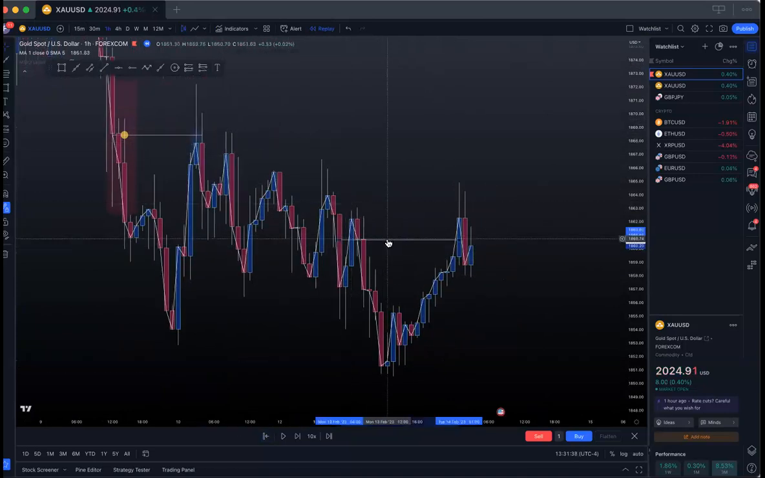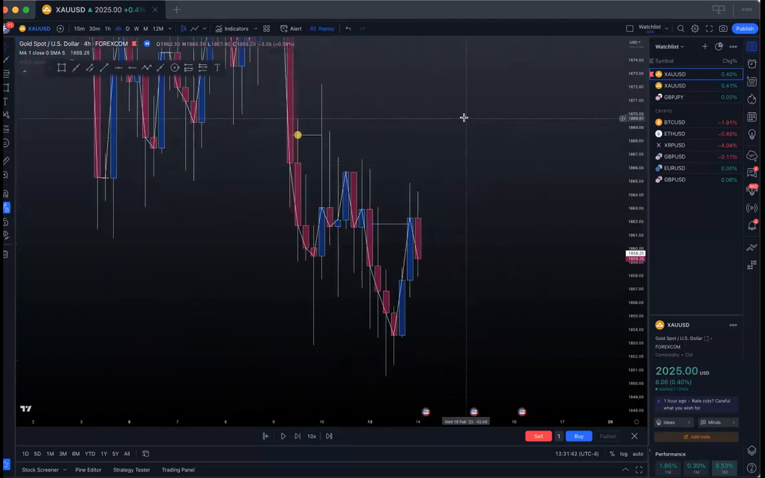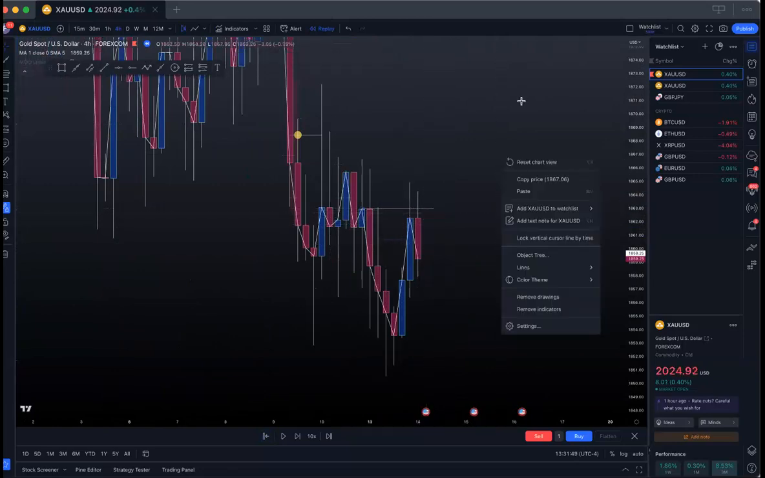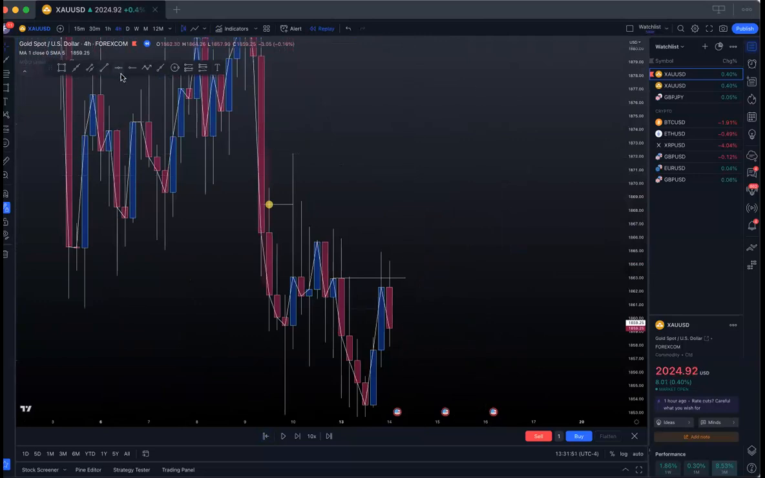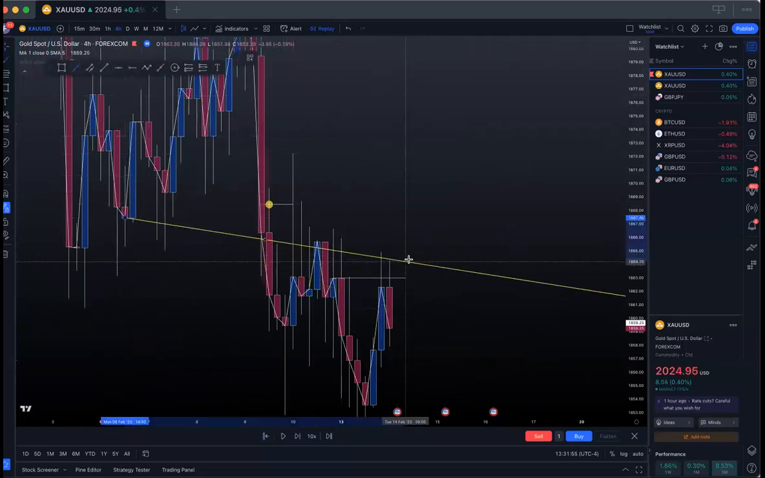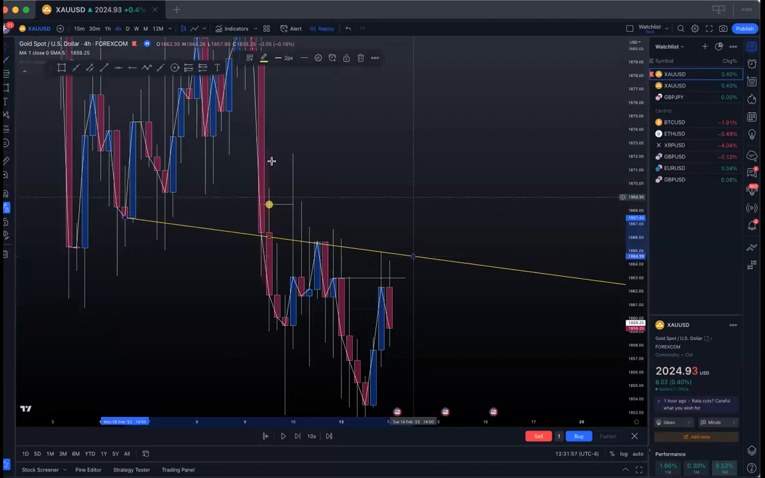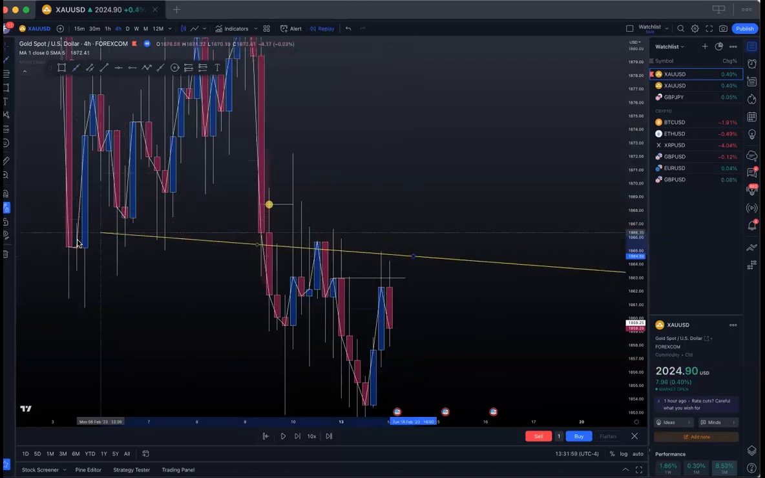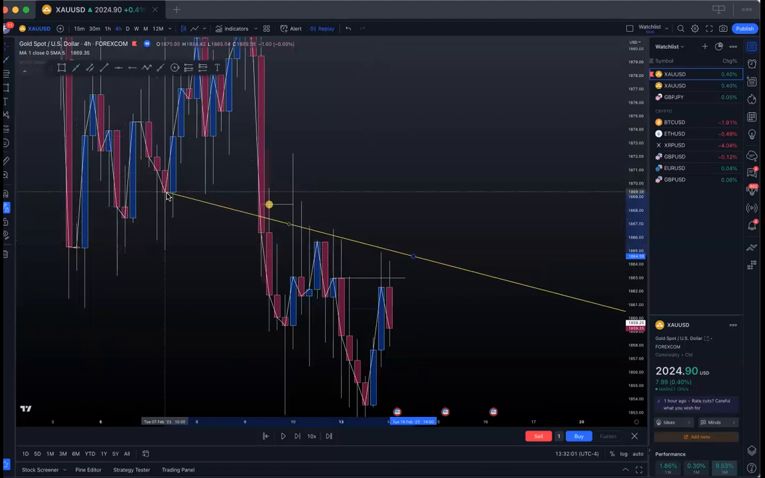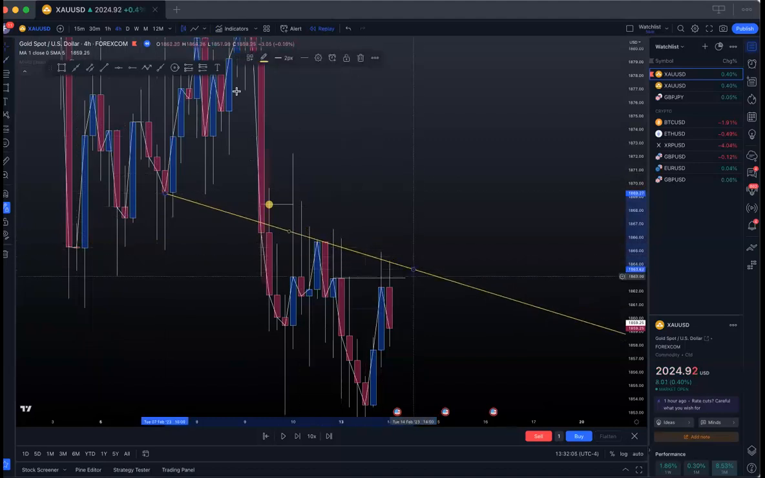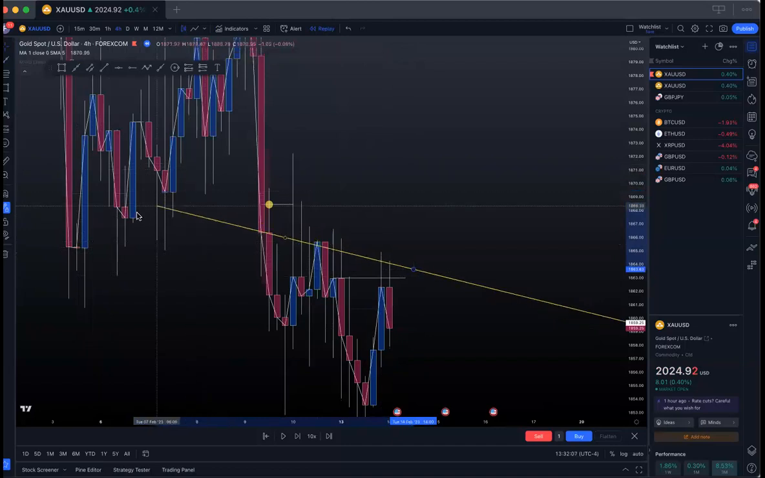But if we do look at H4, let's see. Yeah, it's this SNR level right here. It's what should have been prioritized, and the trend line is right here, I believe. Something like that. You could have used the other one, but this is more clear, this is sharper.